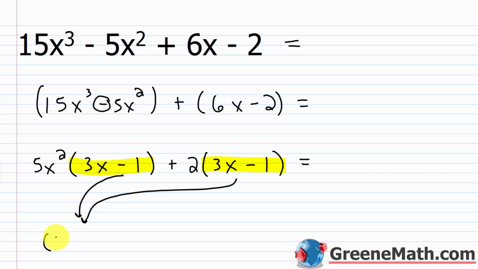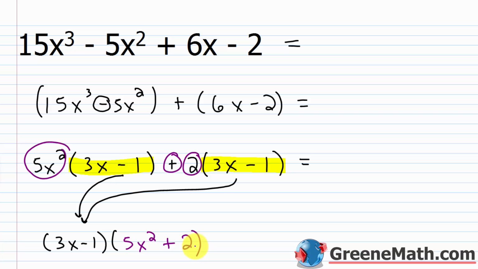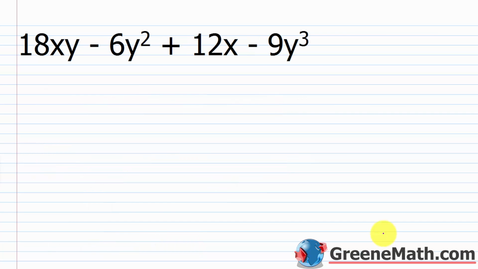So we would have 3x minus 1 that's been pulled out in front of a set of parentheses. Inside the parentheses, we would have what's left, which is the 5x squared plus the 2. So we've factored our 4-term polynomial, 15x cubed minus 5x squared plus 6x minus 2, as the quantity 3x minus 1 times the quantity 5x squared plus 2. Okay, so pretty easy. All right, now let's take a look at a harder example.